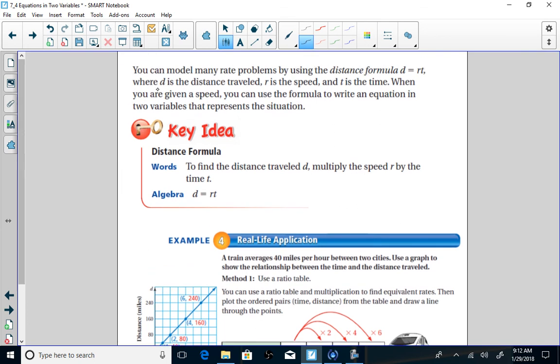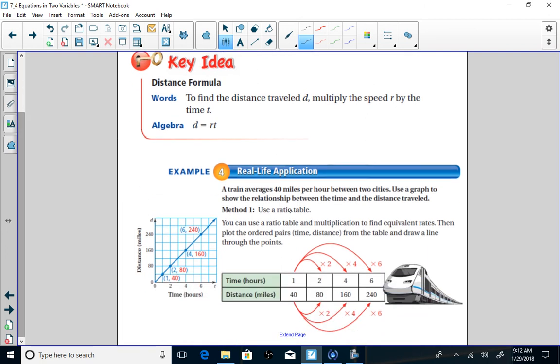It says you can model many rate problems using the distance formula. D is equal to R times T, where D is the distance traveled, R is the speed, T is the time. When you're given a speed, you can use the formula to write an equation in two variables that represents the situation. Okay? You're given a situation.